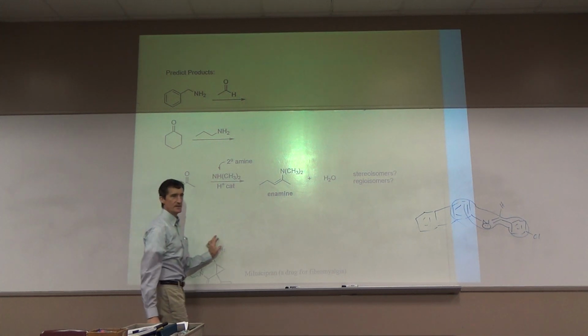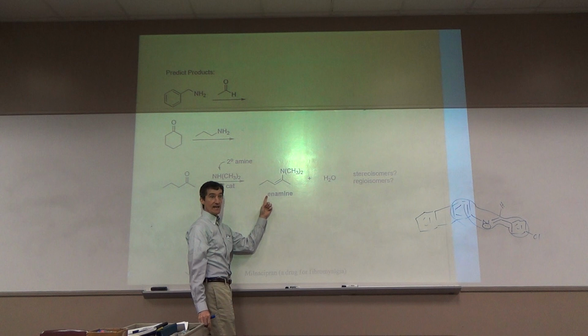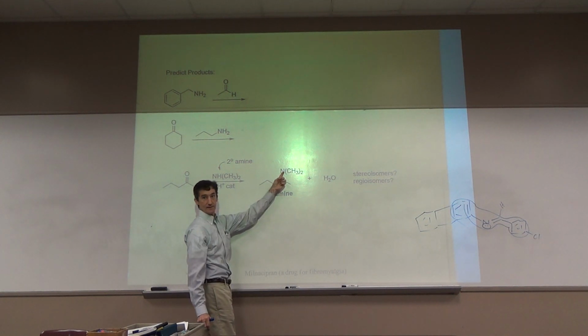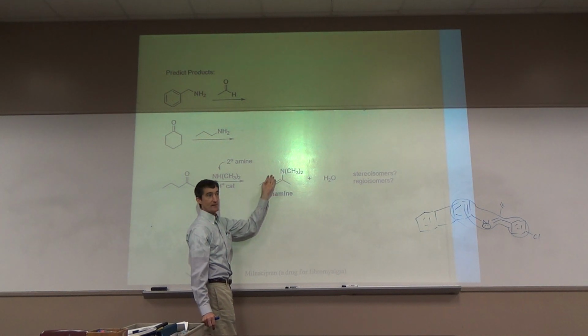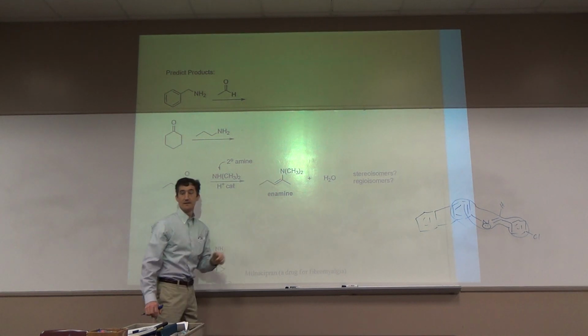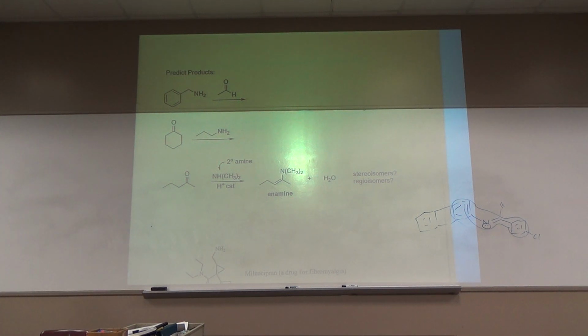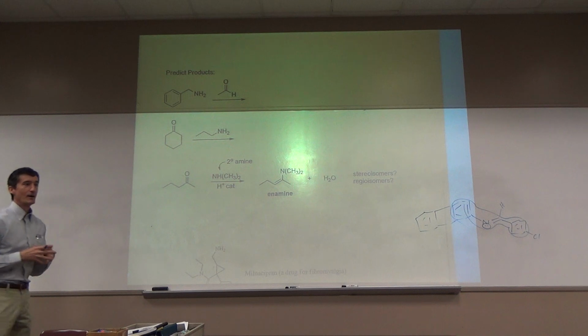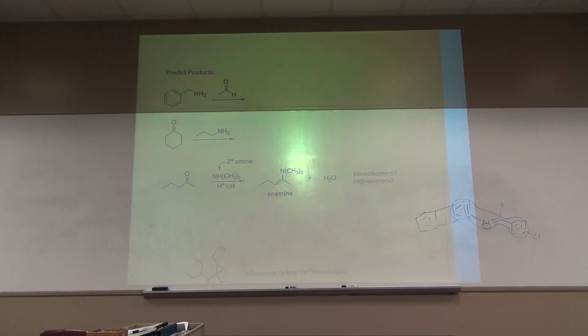Enamine. What is an enamine? Ene, which is like alkene. There's your ene. It's an ene with an amine. An alkene that has an amine bonded to it is called an enamine. What do you call an ene that has an alcohol bonded to it? An enol. Yeah, right? That's what you said last week. Yeah, it's like what Donkey says, enol. This is an enamine.